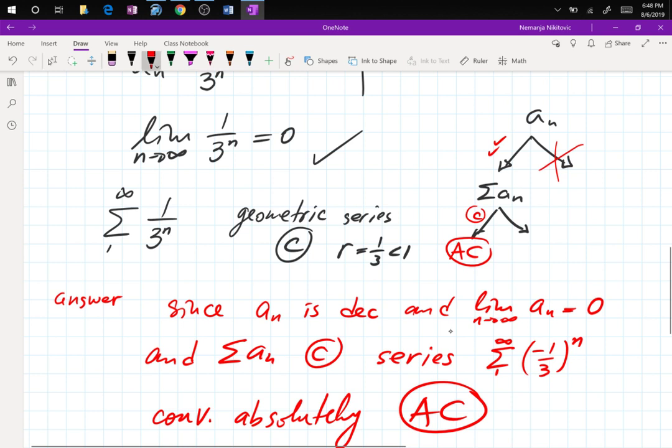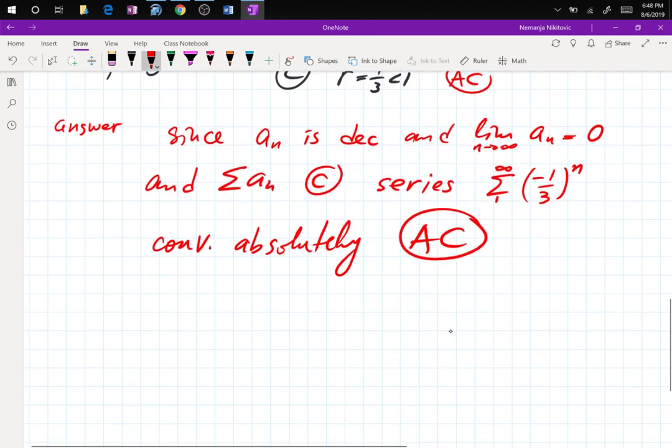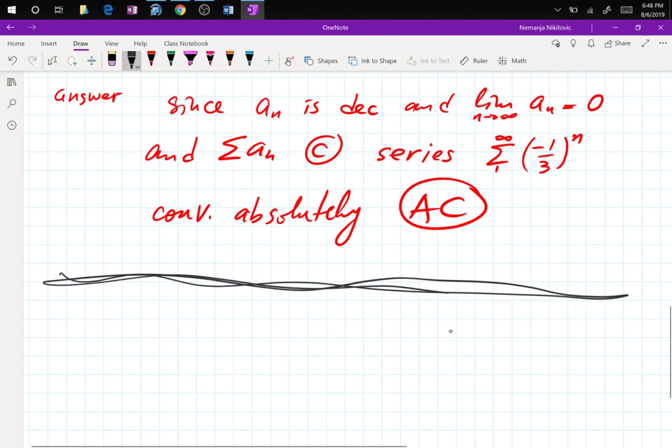You are on a convergence branch, then the summation of a_n converged as well. So two convergences in a row leads to absolute convergence. Next example.